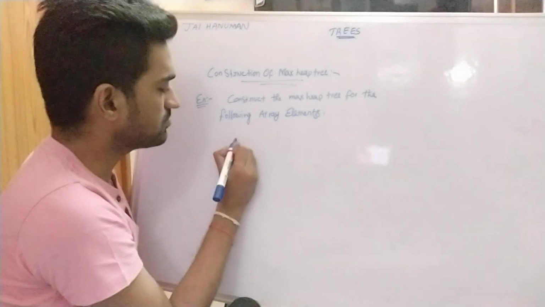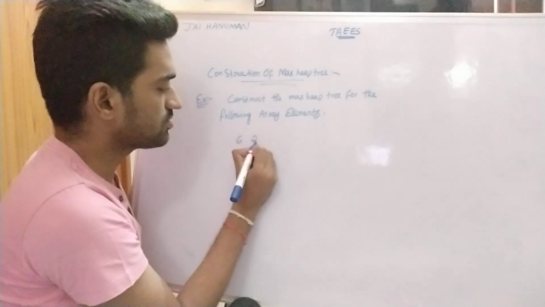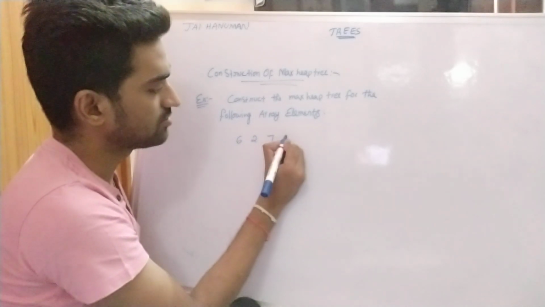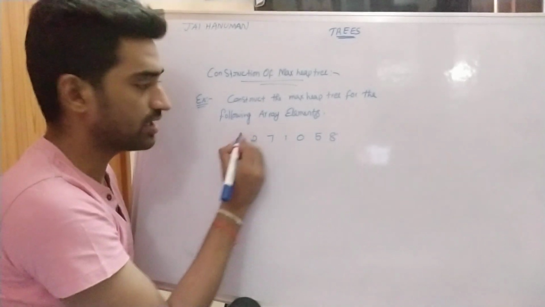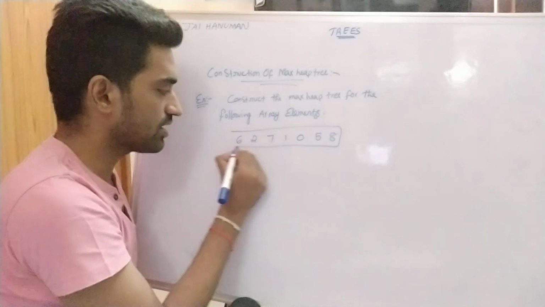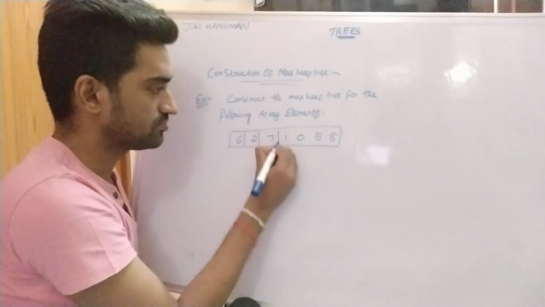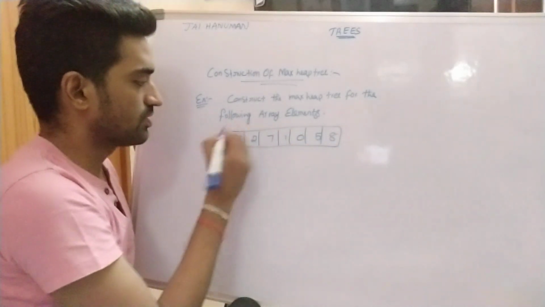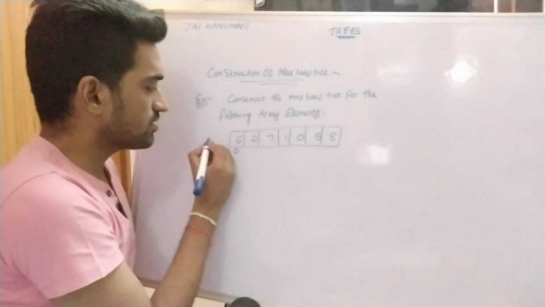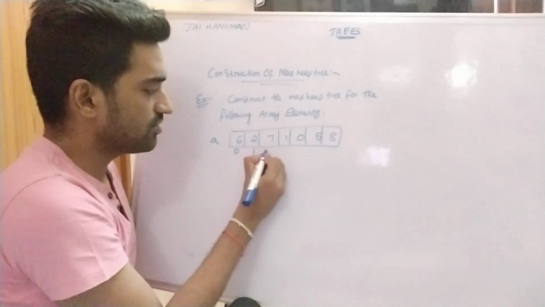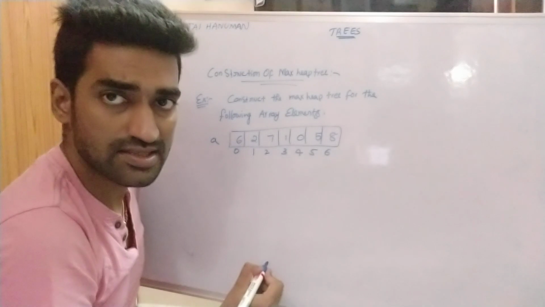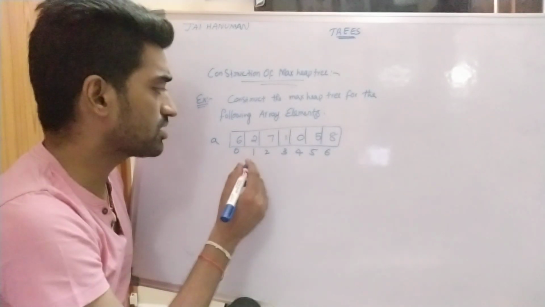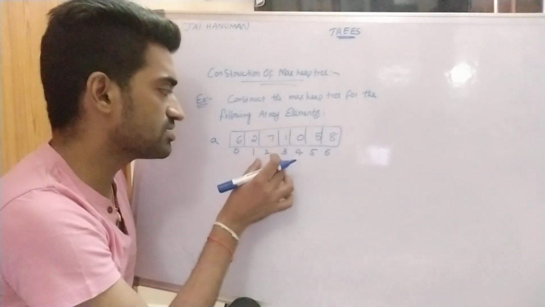Here I am taking one array: 6, 2, 7, 1, 0, 5, 8. This is our array A. For this array, I am constructing a max heap tree. The array name is A.